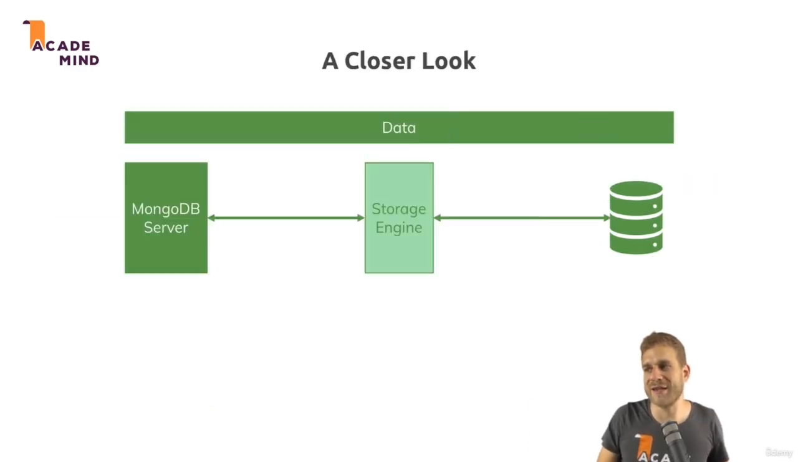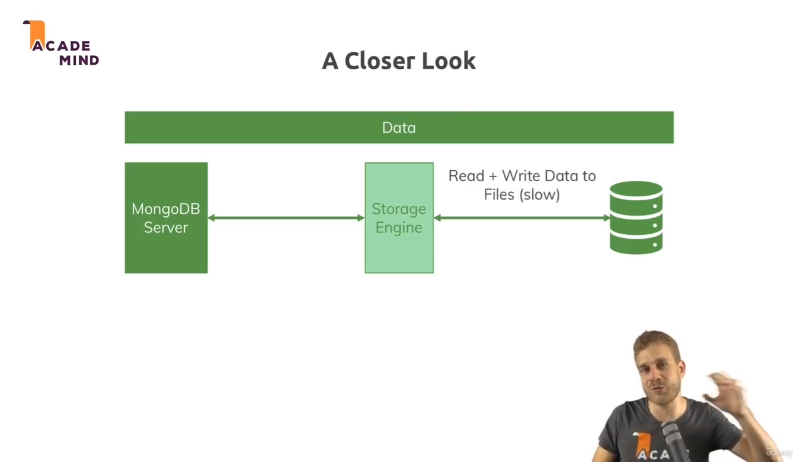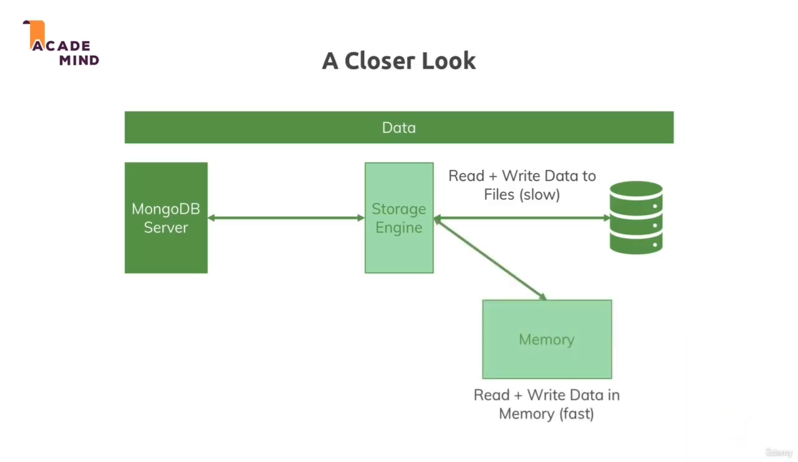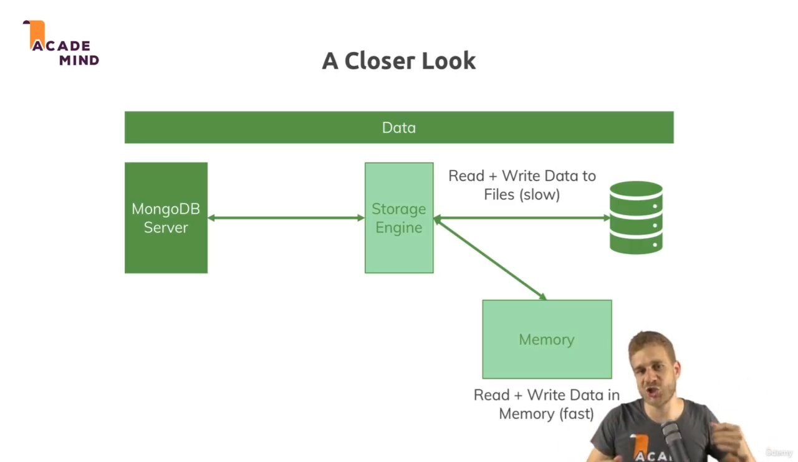Now, if we have a closer look at the data layer with the server, the storage engine, and the file system, then we actually have to differentiate between writing and reading from files, which is a bit slower, and writing and reading from memory, which is faster. The storage engine actually does both. It loads a chunk of data into memory and manages that such that the data you often use is in memory if possible. It also writes data in memory at first, so that this is really fast, but then of course it also goes ahead and stores data in the database files.